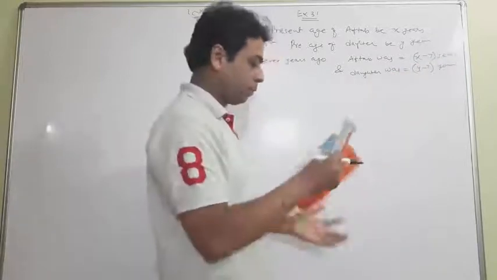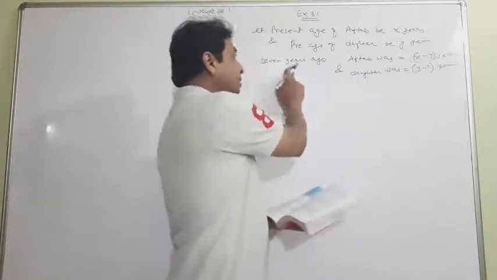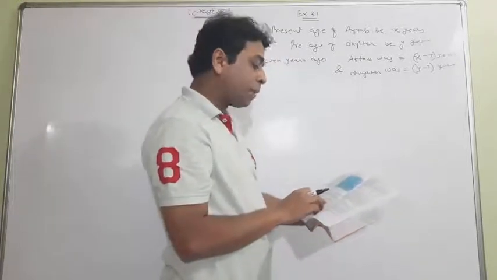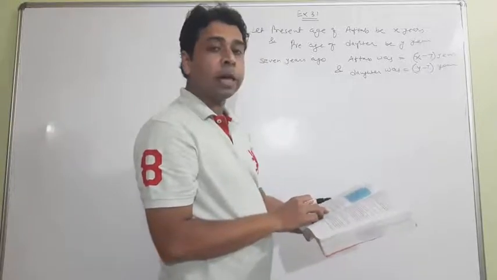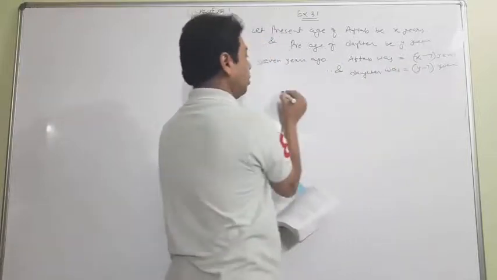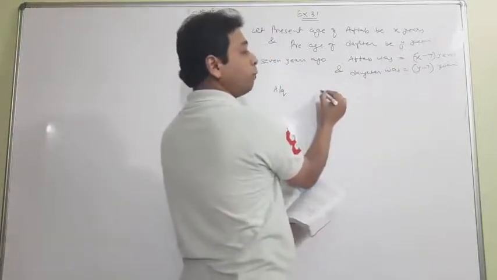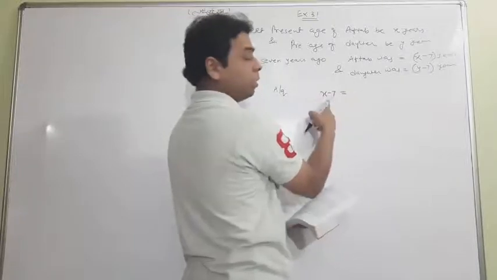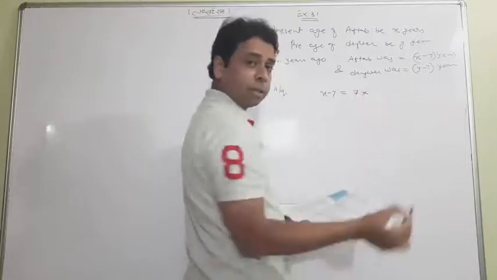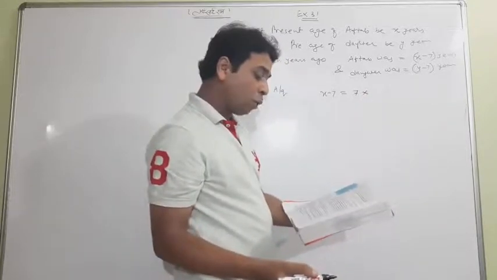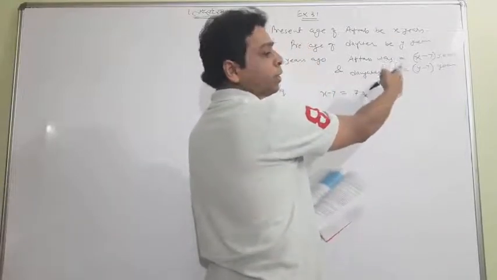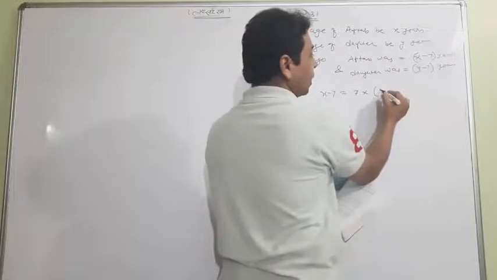And the question says, 7 years ago, Aftab says, I was 7 times as old as you were then. "I was" means Aftab is saying it. According to the question, Aftab says I was 7 times, meaning multiply, as old as you were then. To whom is he talking? He is talking with his daughter. Daughter's age is y minus 7.